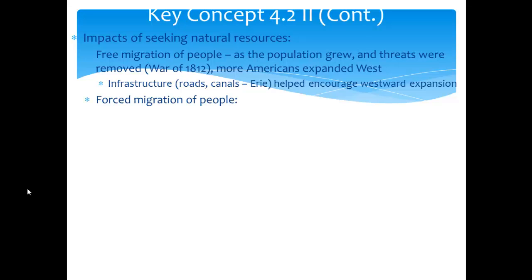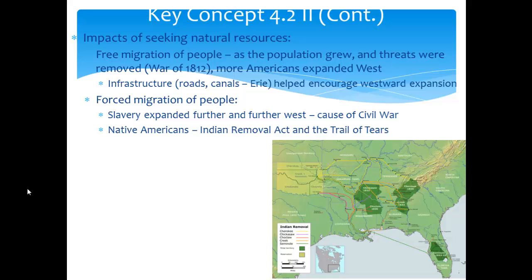We have the forced migration of people in the Americas at this time. Again, slavery as it is expanding further and further west, and we'll see in the next time period in the new AP curriculum, this is a cause of the Civil War. And Native Americans were forced west as well with the Indian Removal Act, which leads to the Trail of Tears. And here's a map of the different paths that Native Americans had to take after the Indian Removal Act.